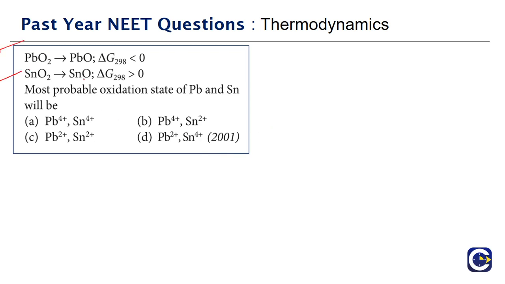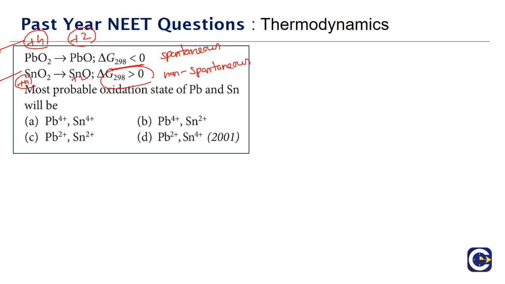They're giving two reactions to us. PbO2 gives rise to PbO, that is the reduction basically. From plus 4, Pb is coming to plus 2. Del G for this is negative, means what? This is spontaneous. Okay. Second equation is tin oxide. From plus 4 it is coming to plus 2, del G is positive, means what? This is non-spontaneous. Now let us look at what is it that they are asking.